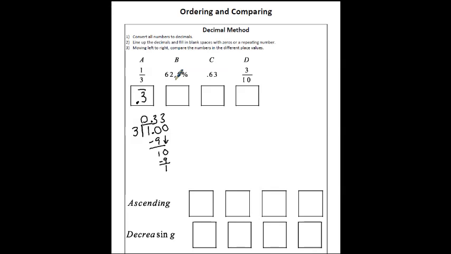62.5%, I'm going to move it 2 places away from the percent sign, and I'm going to get 0.625. 0.63 is just 0.63.